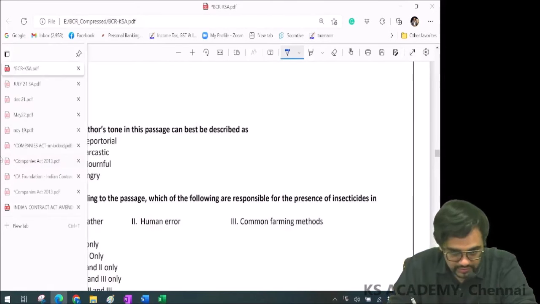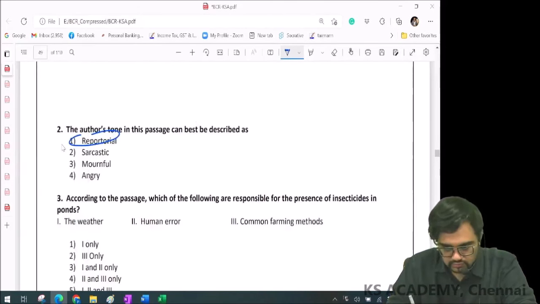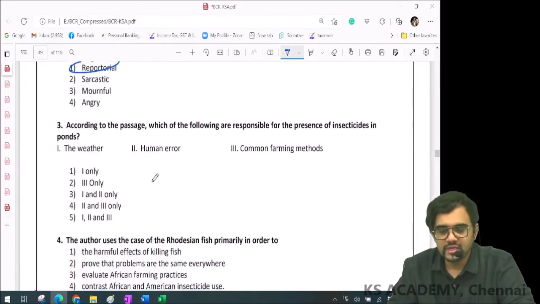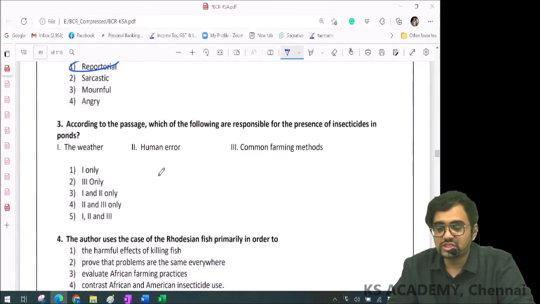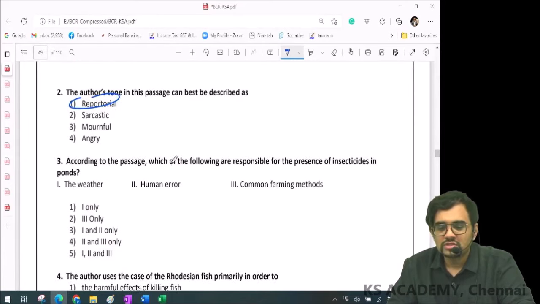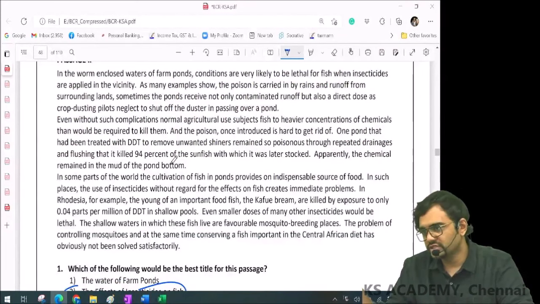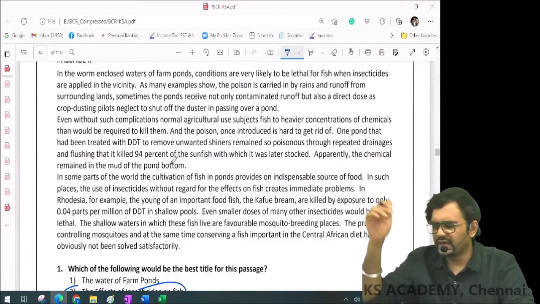So option 1, reportorial. According to the passage, which of the following are responsible for the presence of insecticide in ponds? So obviously they are talking about human error, because the pilots who will fly over the city, over the entire ponds, etc., over the land.